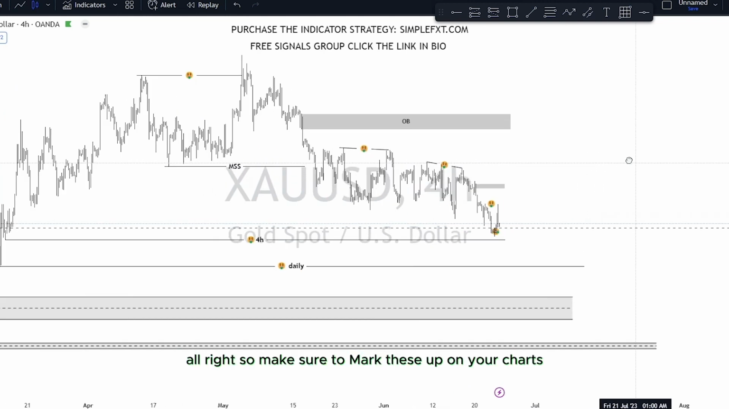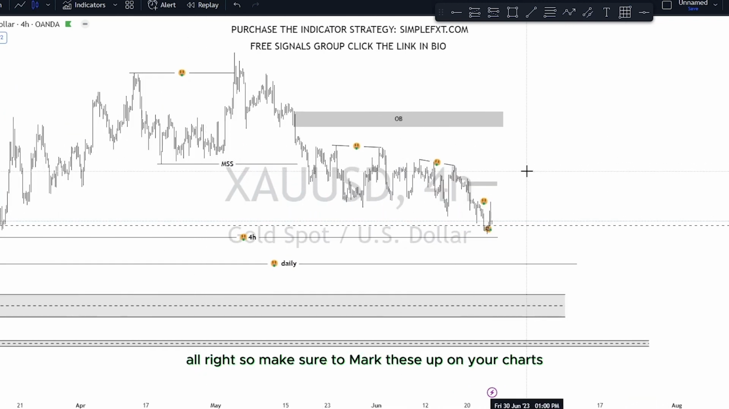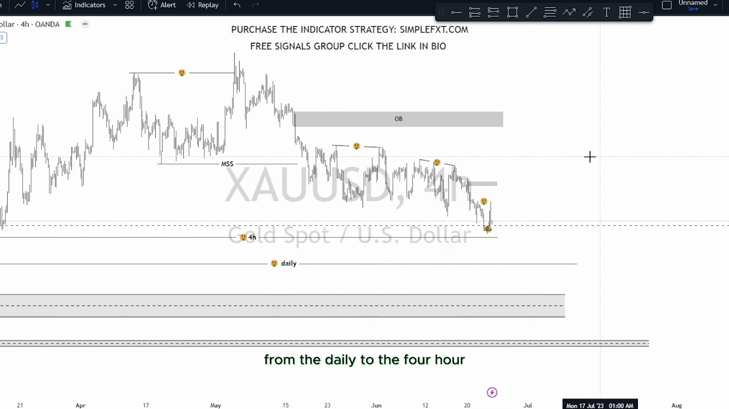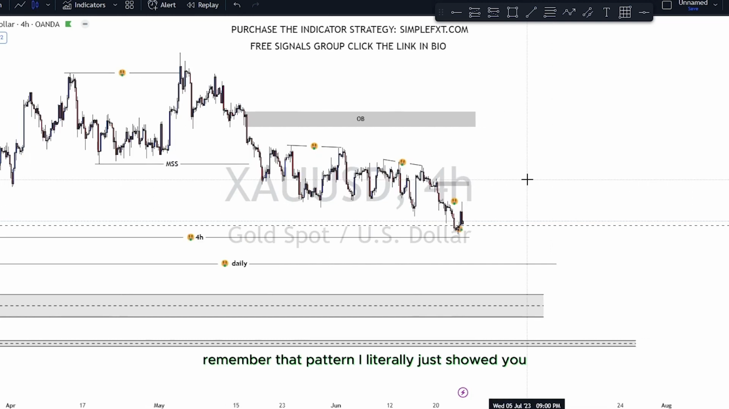All right, so make sure to mark these up on your charts from the daily to the 4-hour, the 30-minute right here. All right, and then remember, once it gets there, you can start refining your trade. Go to the 5 minute, go to the 1 minute, look for those confirmations. Remember that pattern I literally just showed you, look for that exact pattern, look for the confirmation.